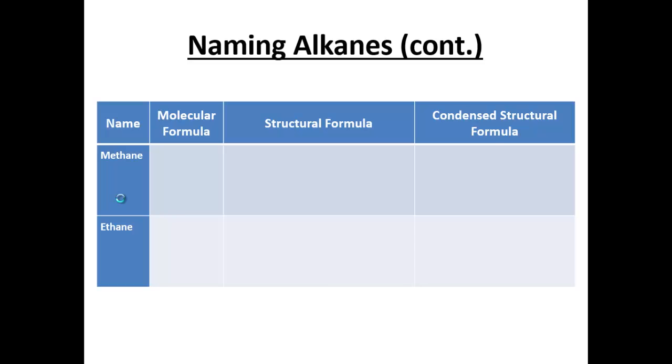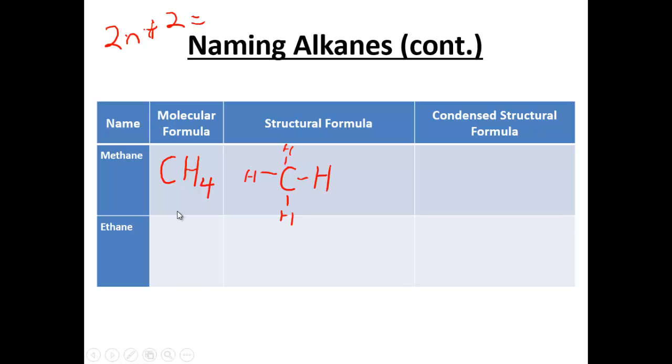Molecular formula for methane is 1 carbon. Now 2n plus 2: 1 times 2 is 2, plus 2 is 4. So 1 carbon, 4 hydrogens is our molecular formula. Structural formula: remember we have each carbon bonded to 4 hydrogens to show our 4 total bonds for each carbon. That's what we're looking at there. And then our condensed structural formula is going to be kind of the same, CH4. That will start to change in a little bit.